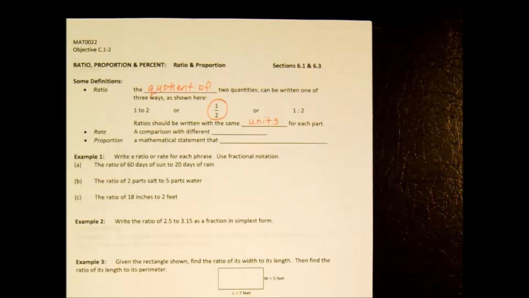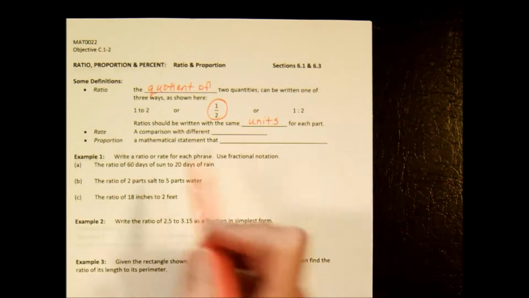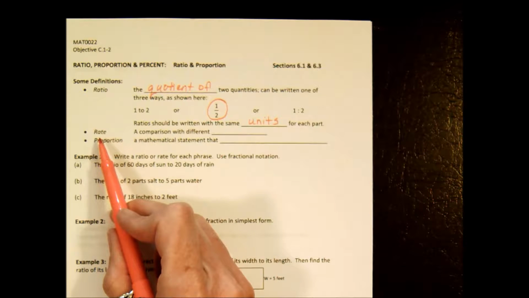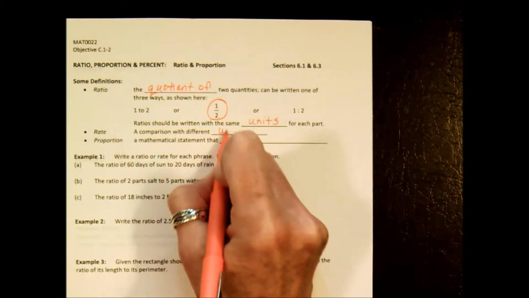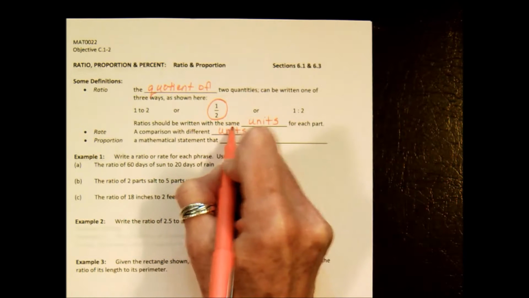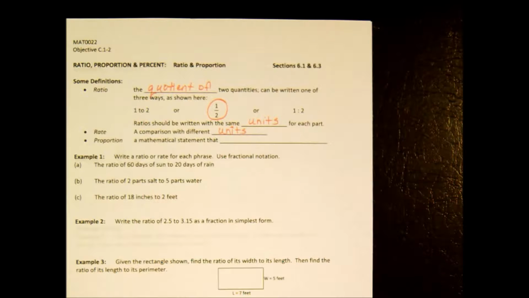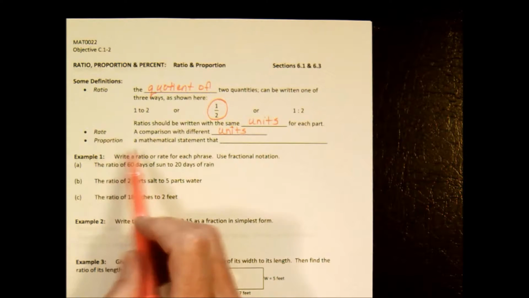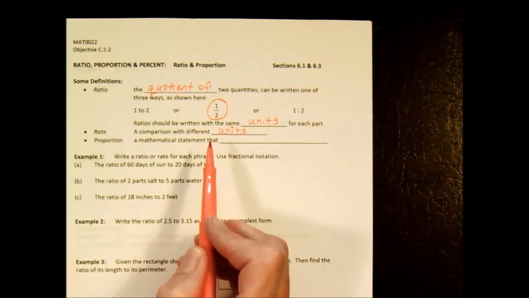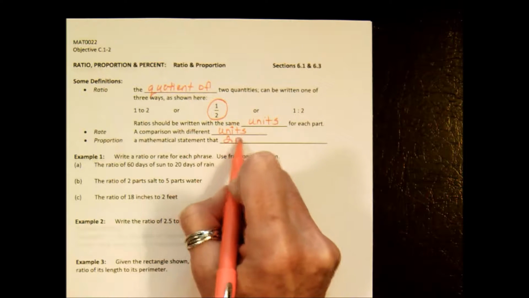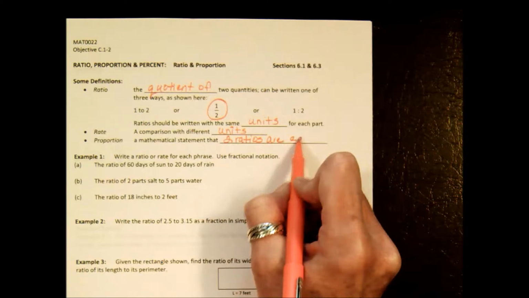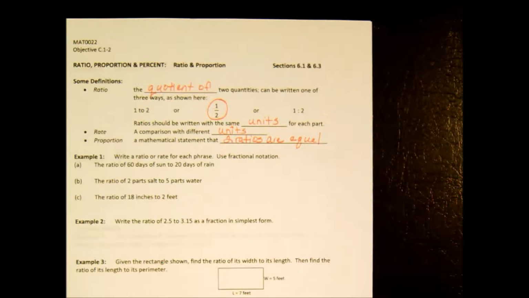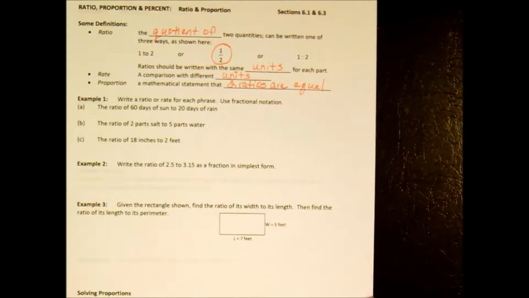When you have ratios whose units are different, that is called a rate. So a rate is a comparison with different units, like miles per gallon. We're comparing miles to gallons. That's a rate. A proportion is just a mathematical statement that two ratios are equal. So it's when you set two ratios equal to each other. So let's look at some examples here.